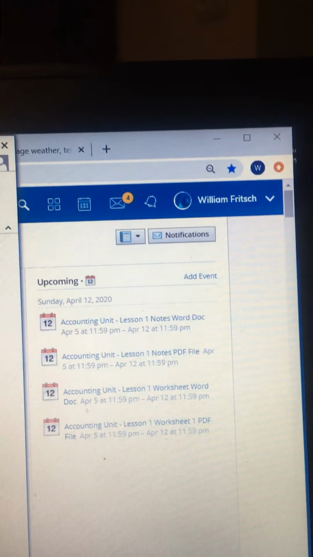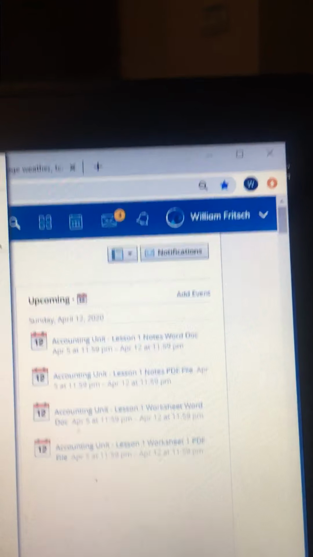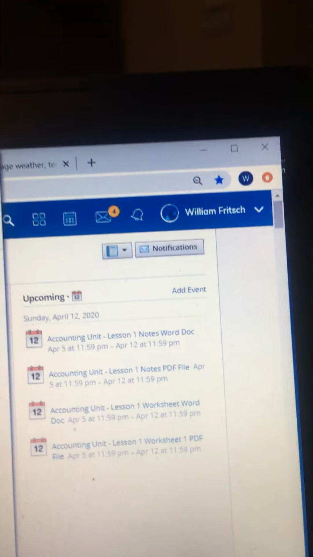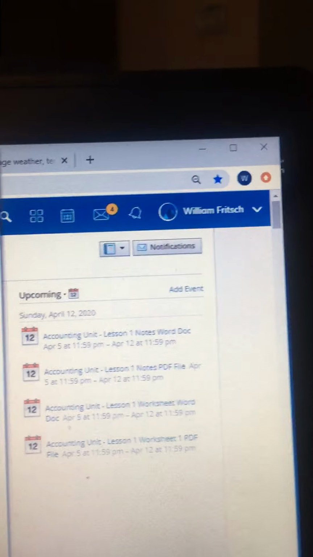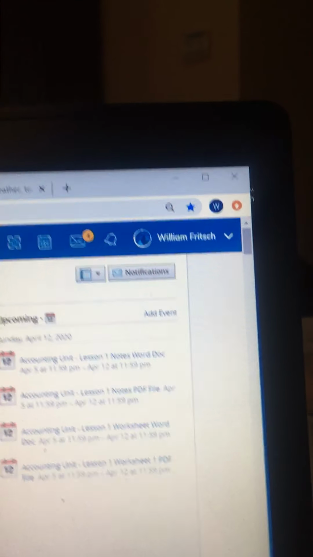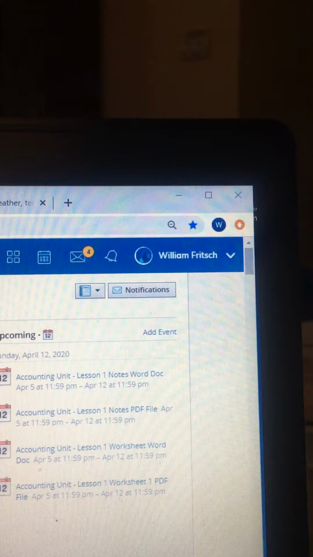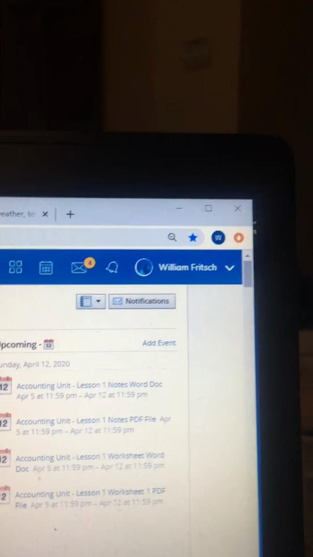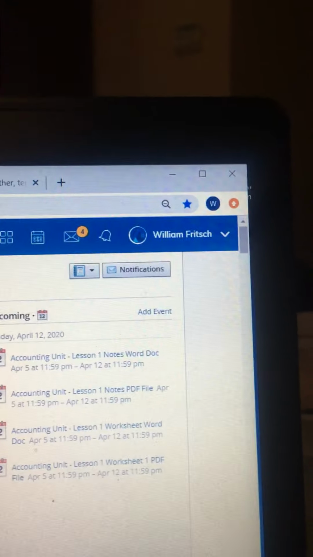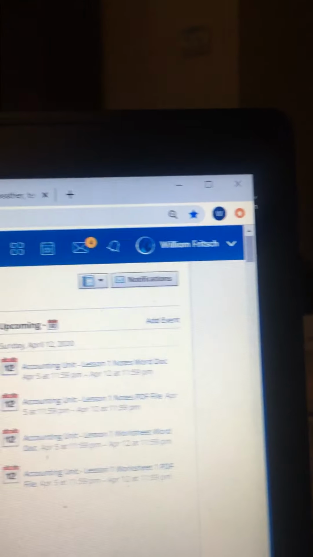So this week's unit is going to be the accounting unit, and today we're going to talk about lesson 1. In order to do lesson 1, you have to either open up the accounting unit lesson 1 notes as a Word document or as a PDF file. Then we're going to go through the first 2 pages, and then you're going to get a worksheet. The worksheet's been uploaded, as you can see under upcoming. You're going to fill out the worksheet as a Word document or print it off as a PDF and then upload it back to me. All right, so let's get started.